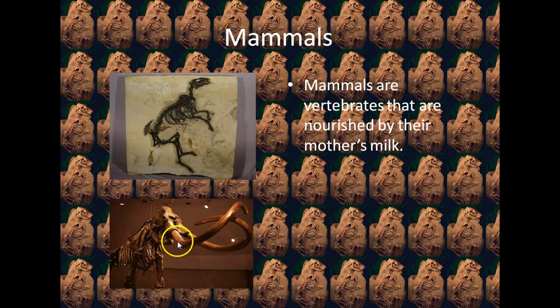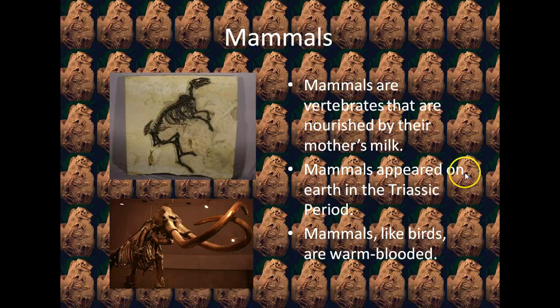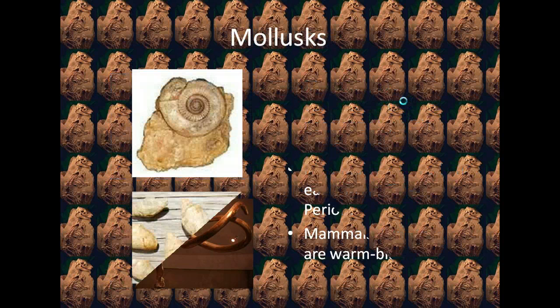Now, mammals are vertebrates, and they're classified because they are nourished by their mother's milk. Mammals appeared on Earth in the Triassic period, which is a coincidence, the same period where the dinosaurs appeared. Now, mammals, like birds, they are very closely related. They're both warm-blooded. The next group is mollusks.